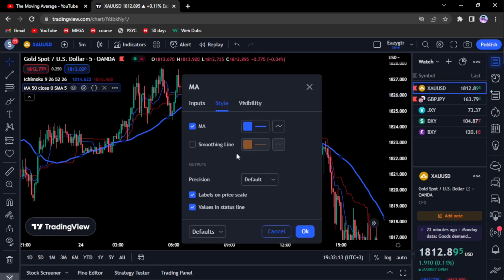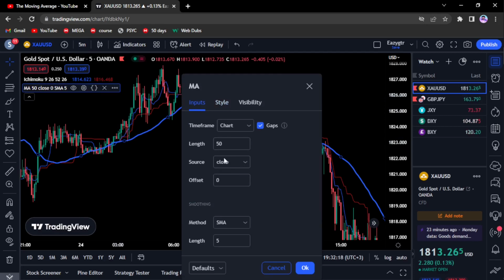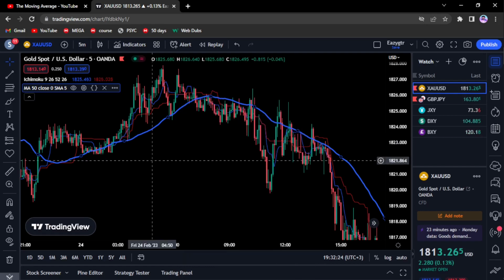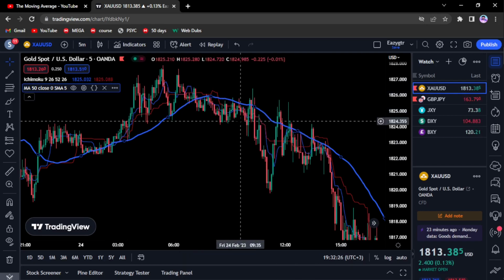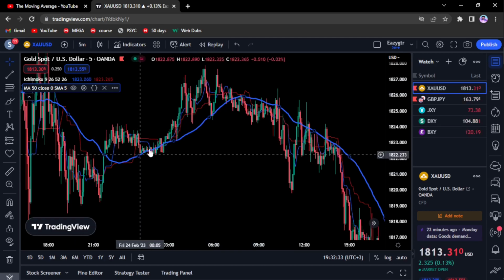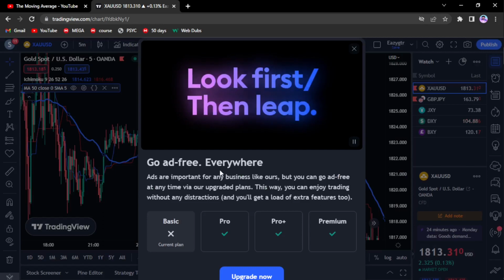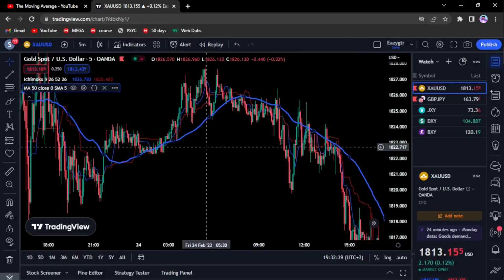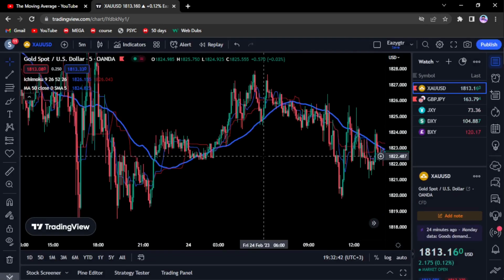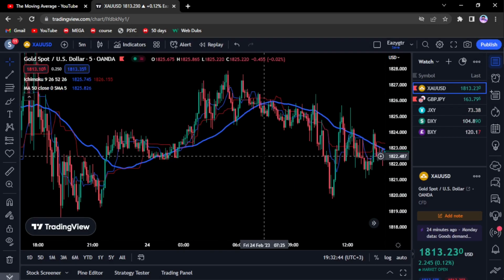I forgot to show you this. Here are the settings. Here are the inputs: 50 length, source close, offset 0, method SMA. Don't confuse it with the EMA. So this is the aqua. When price is below the aqua, only look for sell entries, and when price is above the aqua, only look for buy entries.